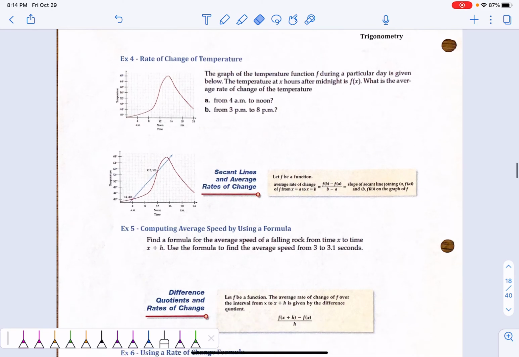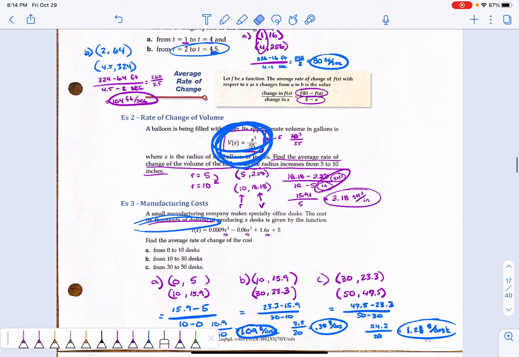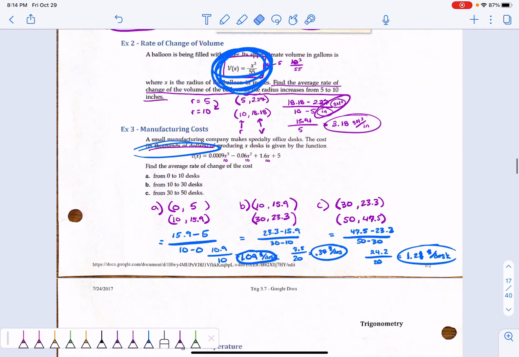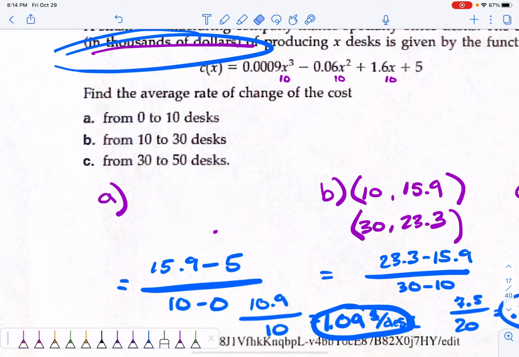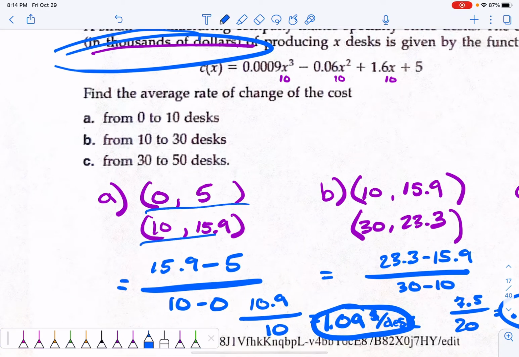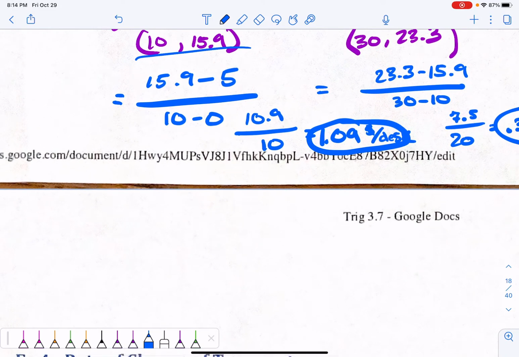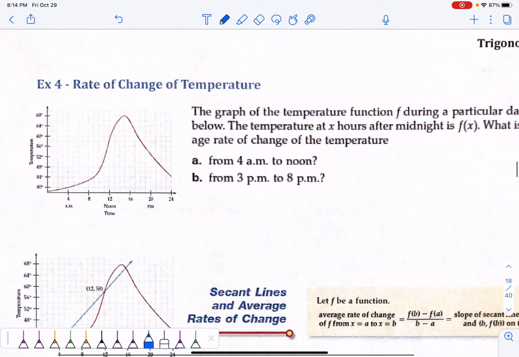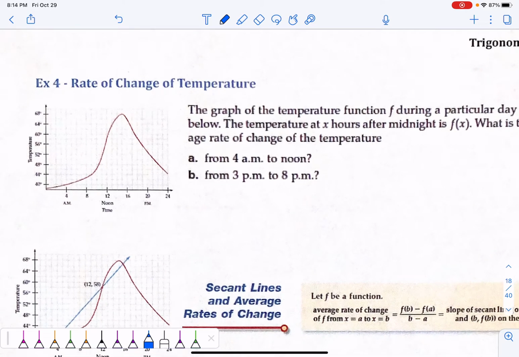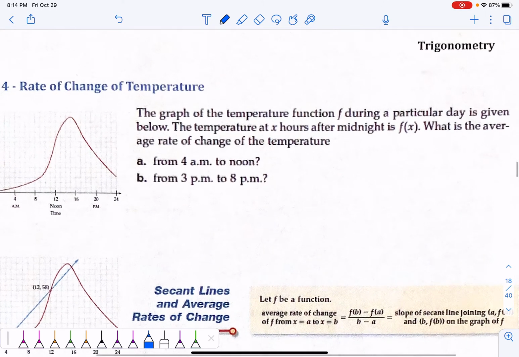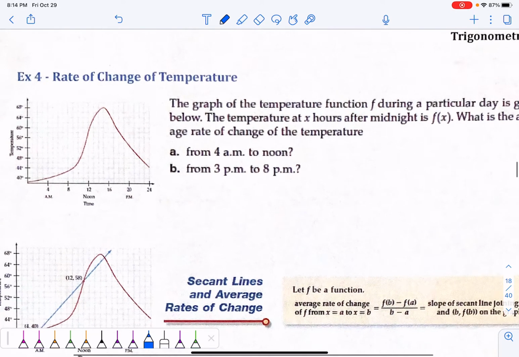In this past section, we did equations and we were trying to figure out slopes. So we just found the ordered pair, like these two guys, and we found the slope and identified that as the rate of change. Now we're doing the same thing again, but we're just dealing with a graph. The graph of the temperature function during a particular day is given. The temperature x hours after midnight is f of x. What is the average rate of change between 4 a.m.